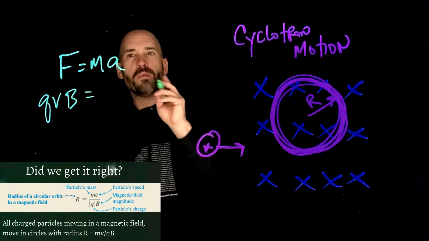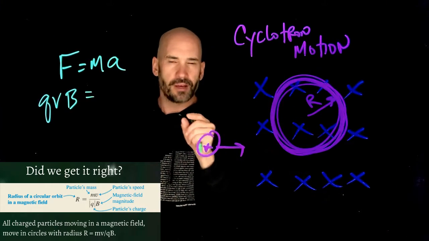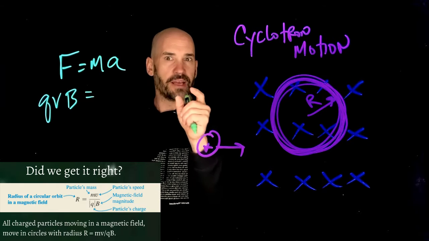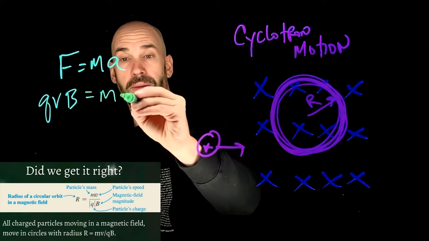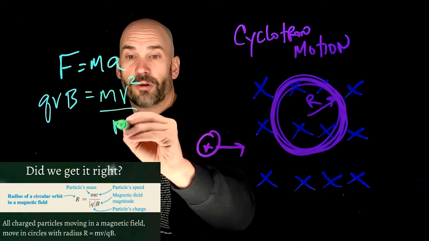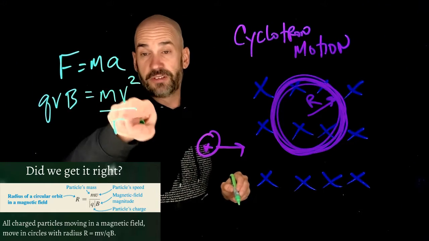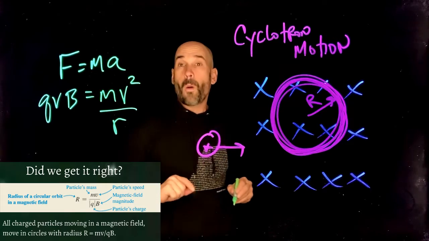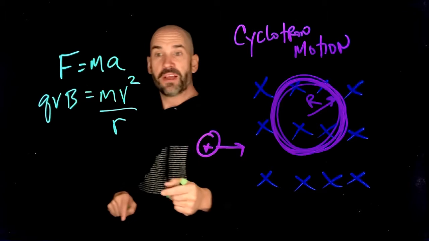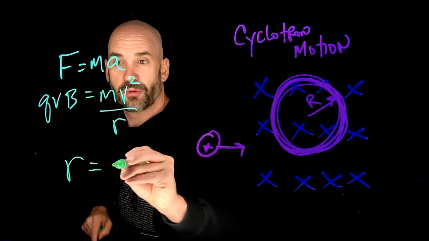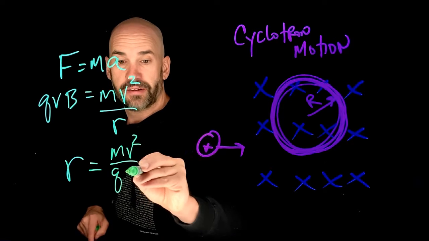And you may remember, what is a when a particle is going in a circle? It's not just any normal a, it's the a for centripetal acceleration. Maybe you remember, maybe you don't, but I'm just going to tell you, that's mv squared over r. So centripetal force is mv squared over r, centripetal acceleration is v squared over r, okay? Oh my, we have an r there. It looks like we could very easily solve for that radius. So the radius of any kind of cyclotron motion is just going to be mv squared over qvB.